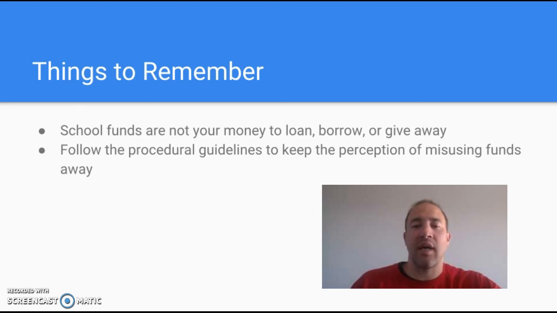So follow these guidelines. You want to have a school culture that celebrates and rewards students and staff for different things, but you also want to make sure the money's being used the right way.